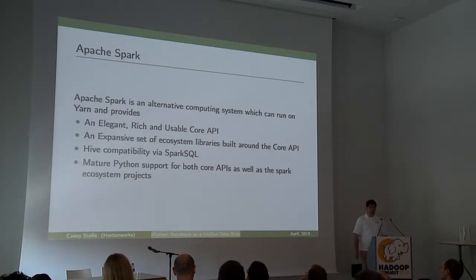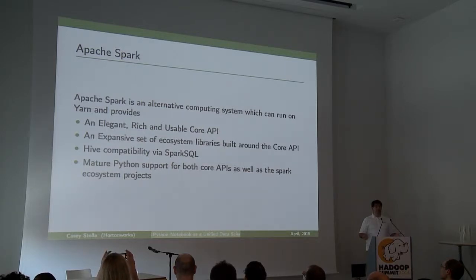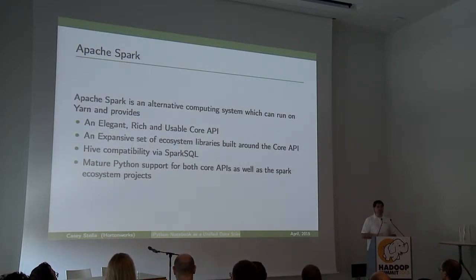Okay, so Spark. What is Spark? Everyone probably knows what Spark is, but if you don't, I'll go over it briefly. I'll touch on the key points. Spark is a system for processing data inside of Hadoop. It has an elegant, rich, and very usable set of core APIs. And the core APIs are not just map and reduce like we were all used to back in the day. You have some relational primitives as well. You can join data, you can do outer joins. It's not SQL, but it's kind of reaching toward that.